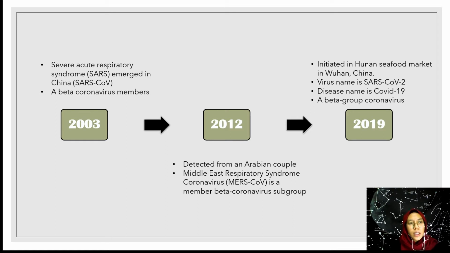In 2019 is the latest outbreak that happened in the world. It also initiated in Hunan supermarket in Wuhan, China. The virus name is SARS-CoV-2. The disease name is COVID-19, and it is a beta group.